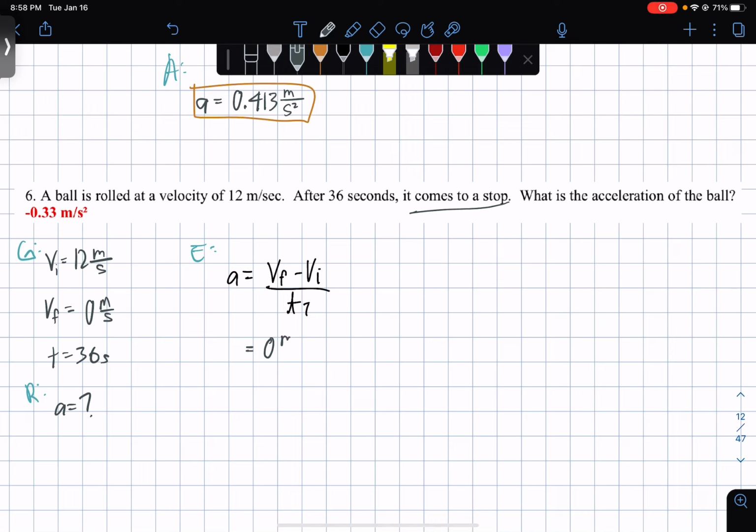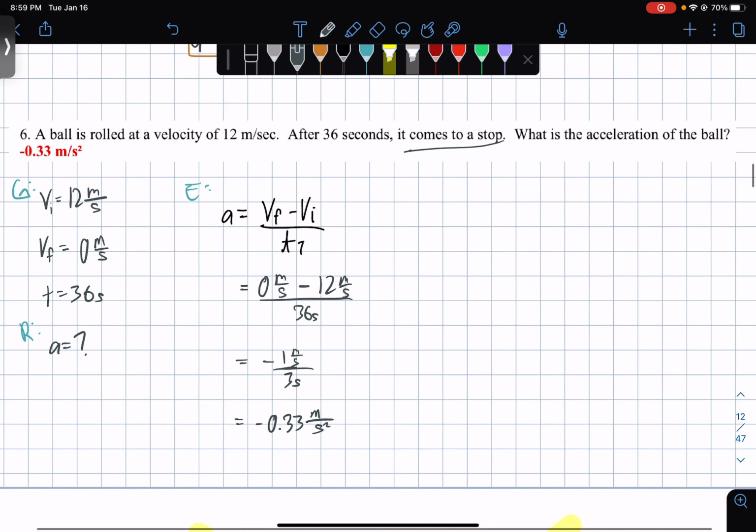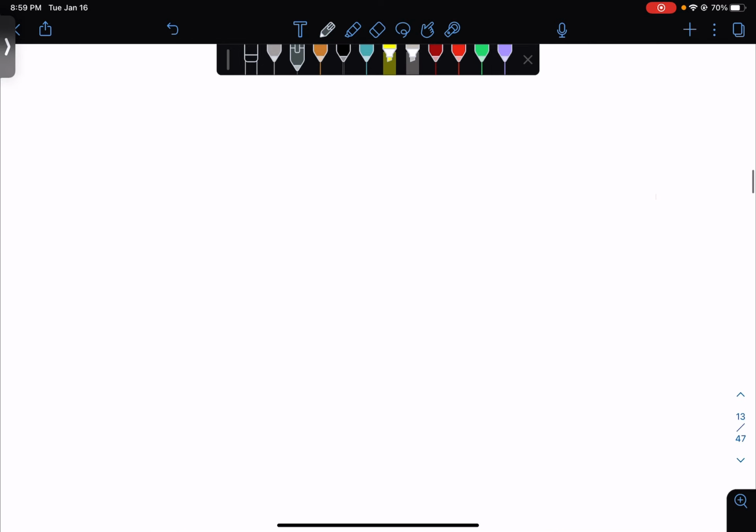Vf is 0 meters per second and Vi is 12 meters per second. Time total is 36 seconds. Negative 12 over 36, negative 1 over 3. Negative 1 over 3 in decimal form is negative 0.33. And because this is acceleration, just know that the unit will be meters per second squared. So we now have the acceleration. Exactly, we have the same value as the correct answer.